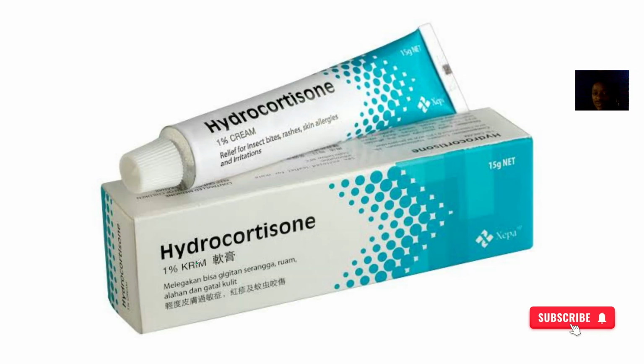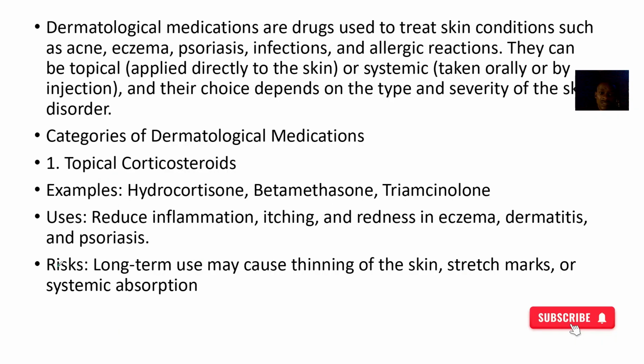So for examples, we have the topical ones like hydrocortisone, betamethasone, triamcinolone, mainly used in reducing inflammation, itching, and redness in eczema, dermatitis, and also psoriasis. Also, long-term use may actually reduce the thickness of your skin. That's usually the disadvantage. You also have the creams that women rub, so that you see a lot of women, they don't really like to go under the sun because their skin is thick and the sun affects them so much.